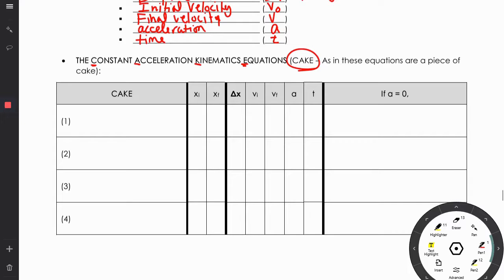You'll see that we do break up the displacement into 3 columns: xi, which is our x0, xf, or x, and then delta x. And then you've got initial velocity, final velocity, acceleration, and time. The last column is just what happens when acceleration is equal to 0, or when we have constant velocity, because technically acceleration, if it is 0, is a constant acceleration, but it's just constantly 0.